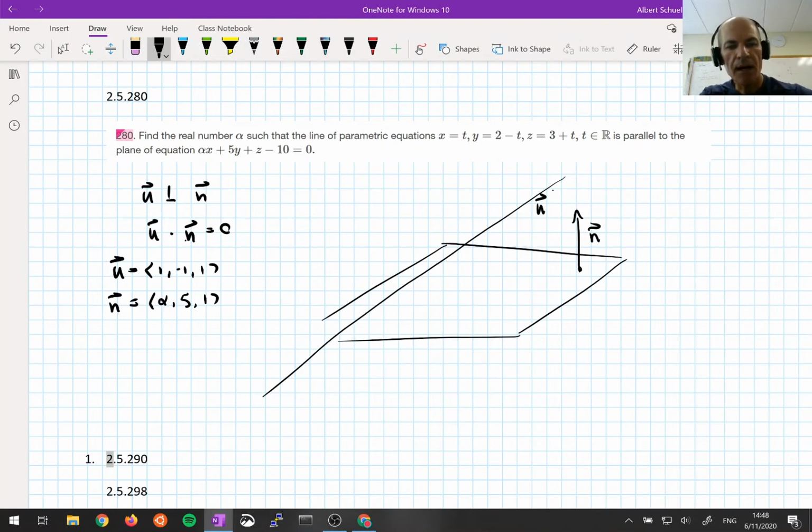We can compute the dot product up here: it's just alpha plus -5 plus 1. That simplifies to alpha minus 4. And what we've learned is that if we set alpha equal to -4, this plane will be parallel to this line. Let's confirm that over on GeoGebra.